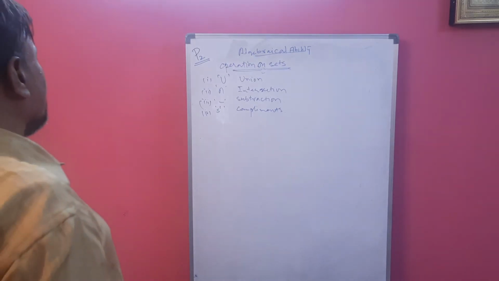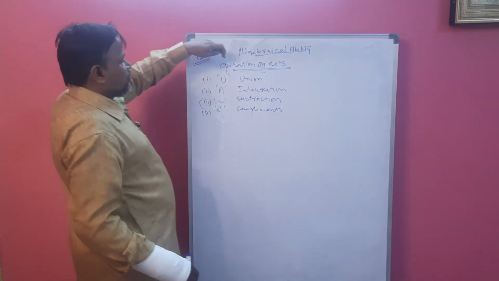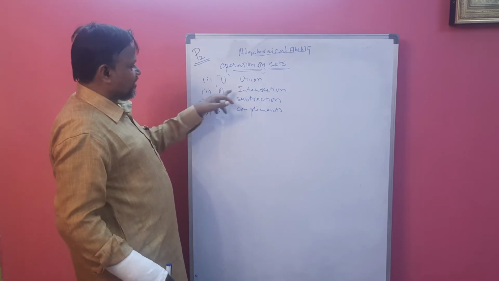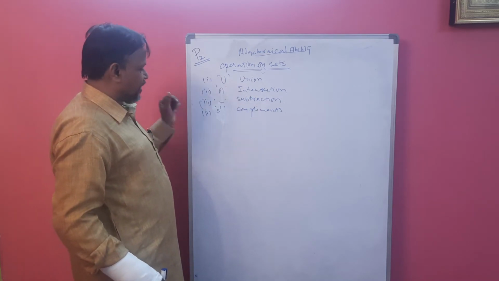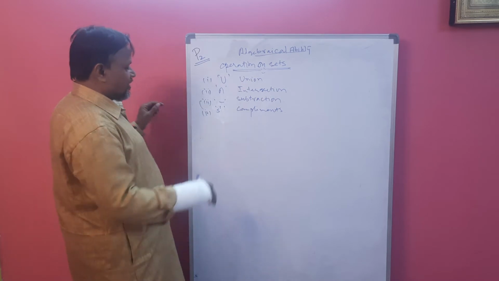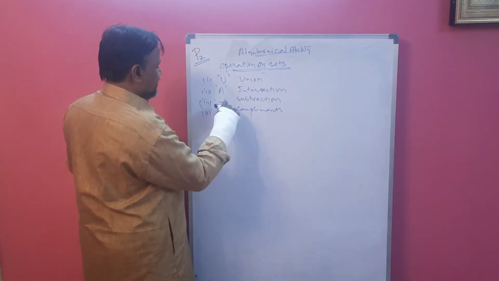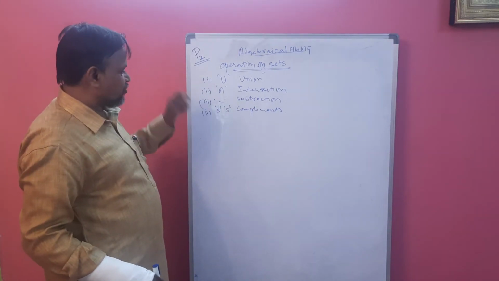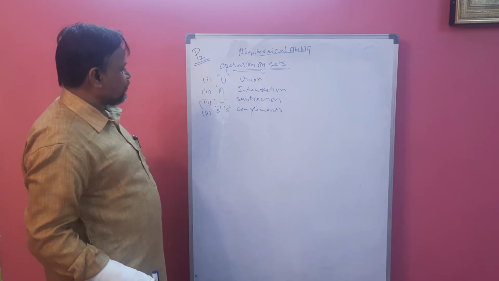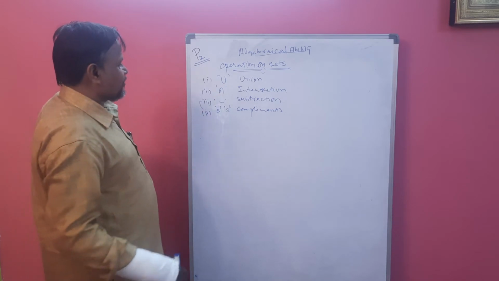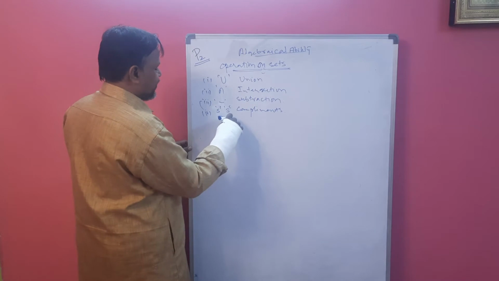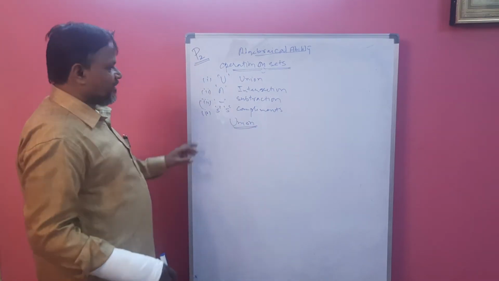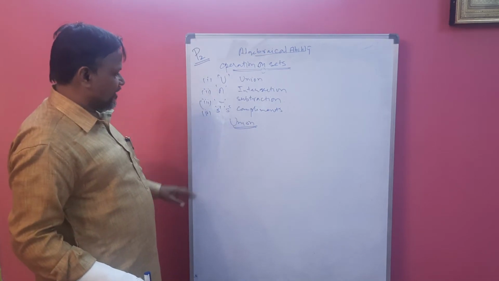Now we are going to perform operations on sets: union, intersection, minus or subtraction, and complement. For a set A, the complement we can write as A C or sometimes with a dash. These are the 4 operations on sets. So first we will do union. Union means what? Union is a combination of two sets.